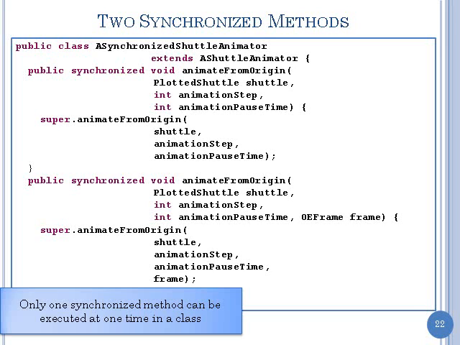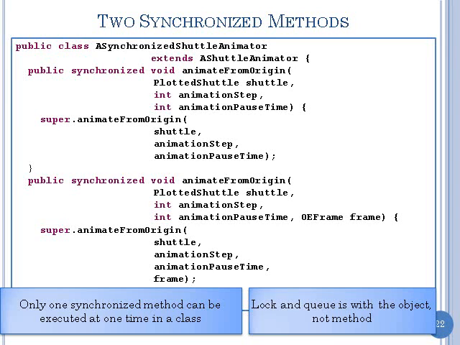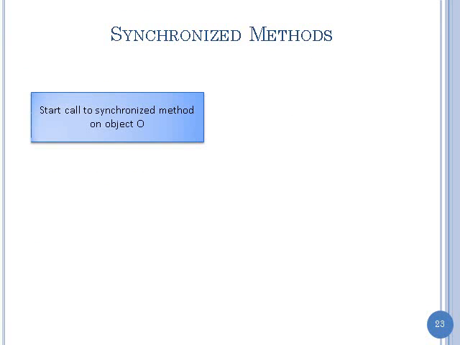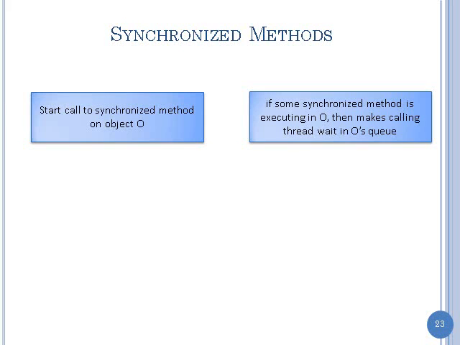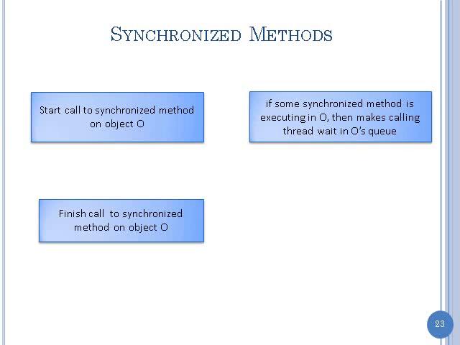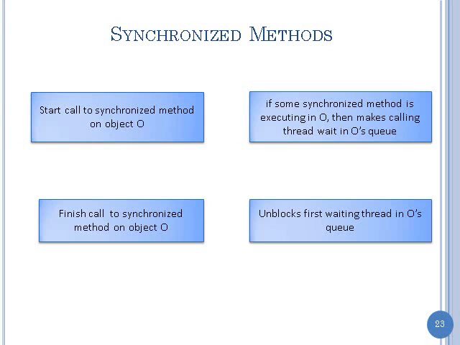So only one synchronized method can be executed at one time in an instance of a class. Sorry, not in a class, in an instance of a class. Okay? And lock and queue are with the object, not method. So start call to synchronized method in object O. If some synchronized method is executing in O, then make calling threads wait in O's queue. That's the semantics. Okay? So when you start the call, you do a check. This flag we are talking about is kept by the OS, not by the user, and you'll make the guy wait in the queue. And whenever the call to a synchronized method is finished, you unblock the first waiting thread in O's queue. Okay? So it's with the object if the method is not static. If the method is static, it's kept with the class. Okay? The queue is kept with the class.